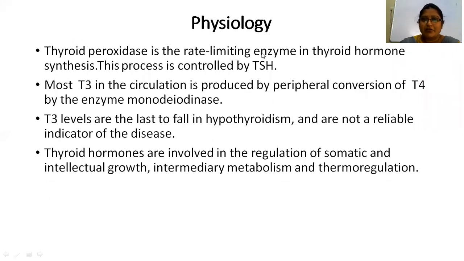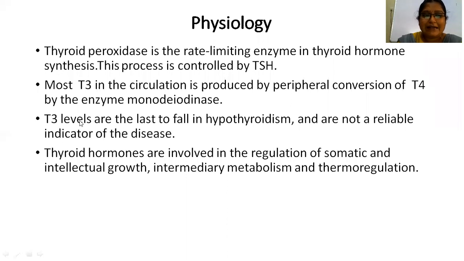Coming to physiology of thyroid hormone production. Thyroid peroxidase is the rate limiting enzyme in thyroid hormone synthesis. This is controlled by TSH, thyroid stimulating hormone. Most T3 in the circulation is produced by peripheral conversion of T4 by the enzyme monodeiodinase. In conditions like chronic malnutrition, acute illness, and starvation, there is decreased conversion of T4 to T3, to decrease oxygen consumption and promote catabolism.